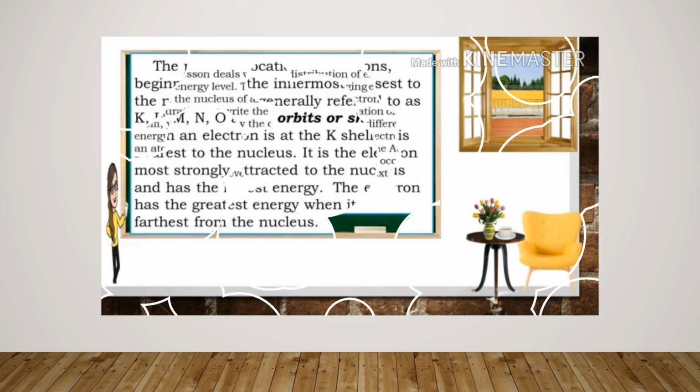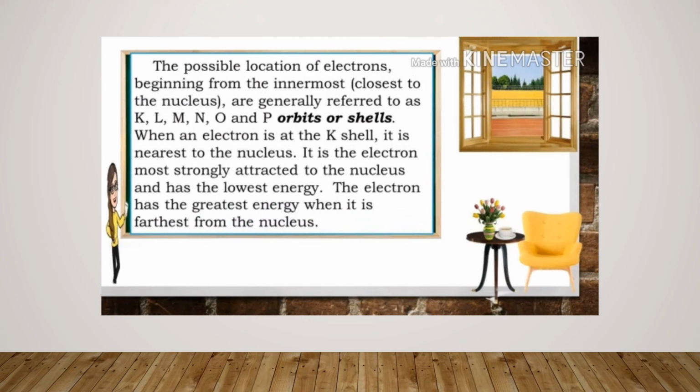The possible locations of electrons, beginning from the innermost or closest to the nucleus, are generally referred to as the K, L, M, N, O, and P orbits or shells. When an electron is in the K shell, it is the nearest to the nucleus. It is the electron most strongly attracted to the nucleus and has the lowest energy.